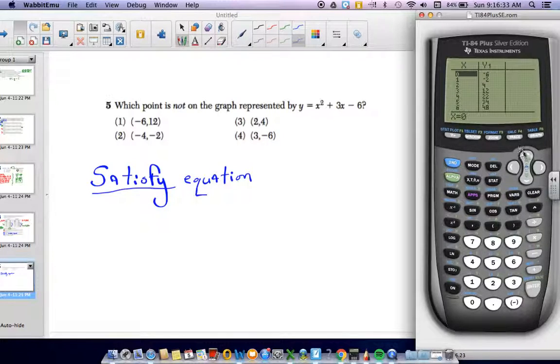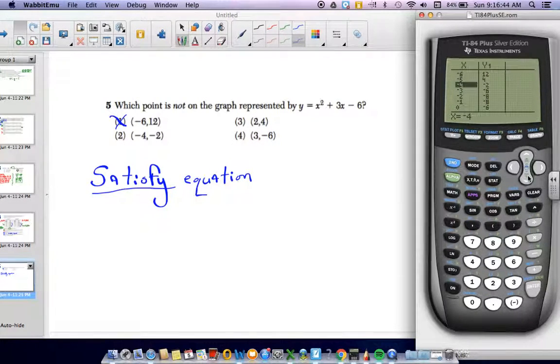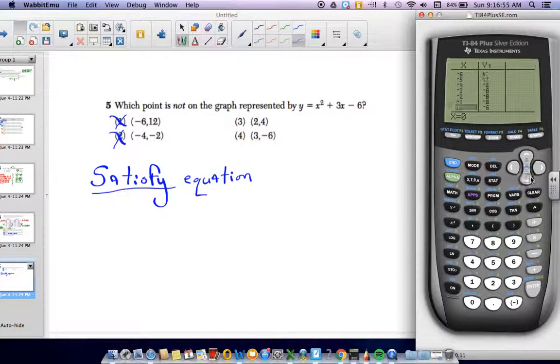And let's start with negative 6. So for negative 6, we're looking for negative 12. That is on our graph, so that's out of the question. Our next one would be negative 4, negative 2. We also see that there. And again, by looking at the table, I'm kind of actually showing points that are on this curve. We could have gone through it by plugging in, but this is a little bit faster.